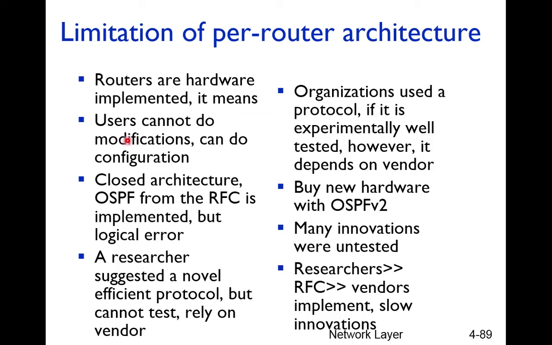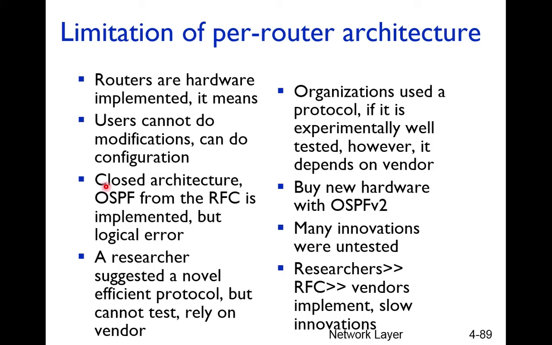So if the user wants to implement a new control plane, a new routing algorithm, the user cannot make this modification in the router. Why? Because it is implemented in hardware. And second, it is a closed architecture. What does it mean?